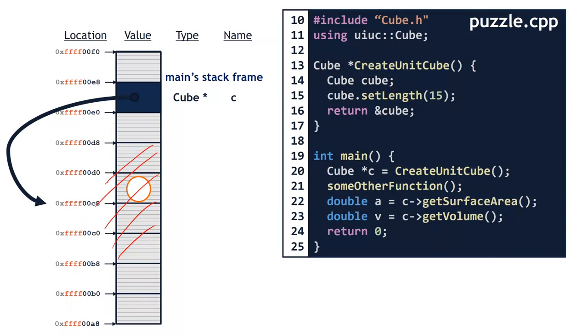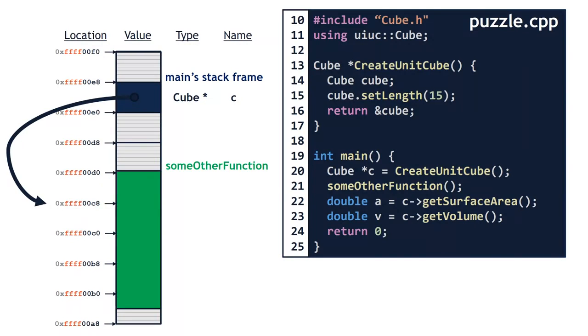But if we run some other function, the operating system almost certainly is going to use the memory that we were just using for create unit cube and that other function, overwriting that with some other data. So what we expect in this puzzle is that when we run some other function, something crazy might happen to our memory, and our memory is not going to be exactly what we think it should be.